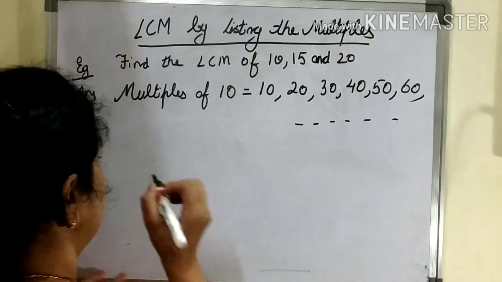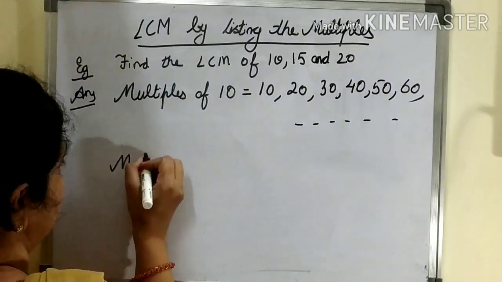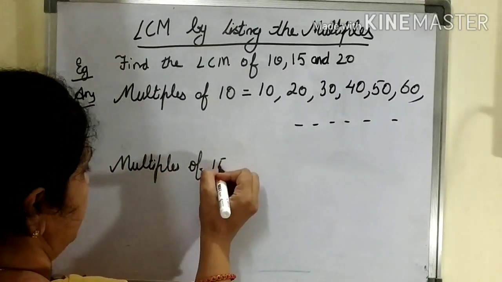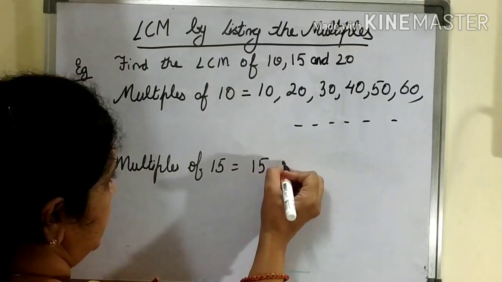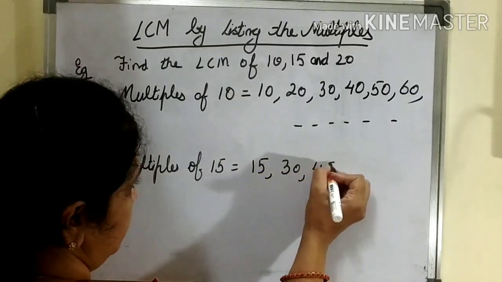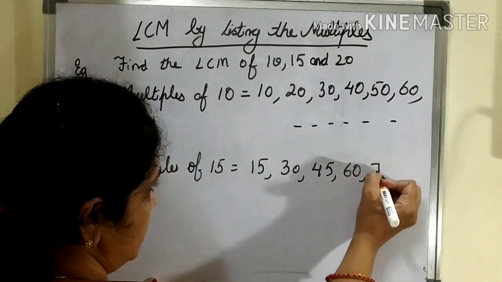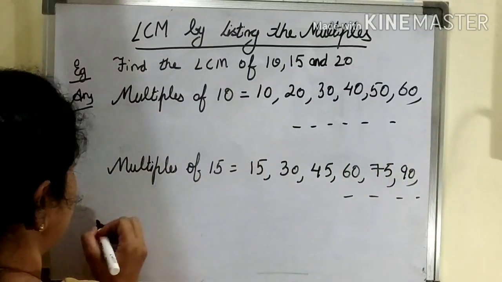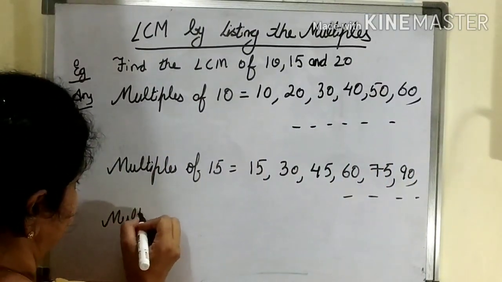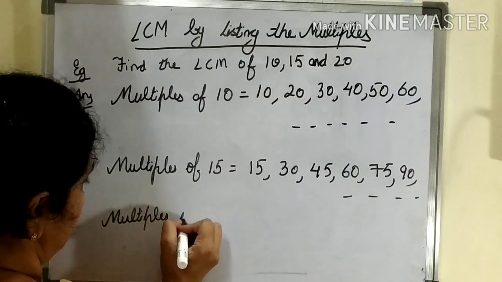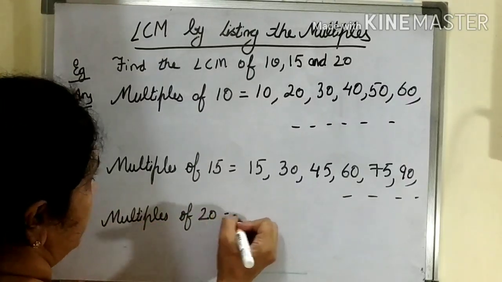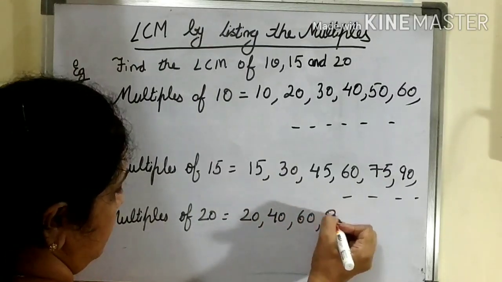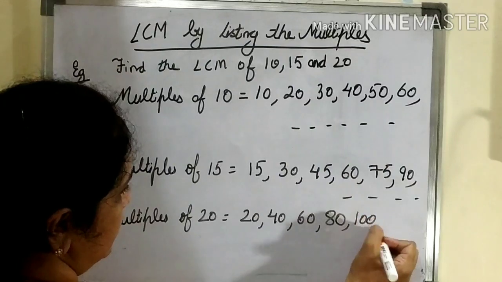Then we write the multiples of 15. What are the multiples of 15? 15, 15 2s are 30, 15 3s are 45, 15 4s are 60, 15 5s are 75, 15 6s are 90 and so on. Then we write the multiples of 20. What are the multiples of 20? 20, 40, 60, 80, 100 and so on.